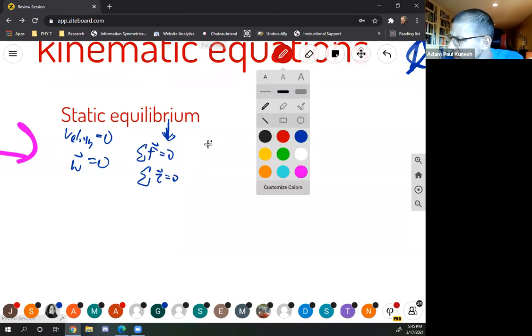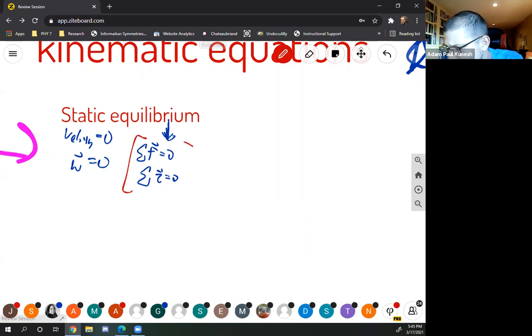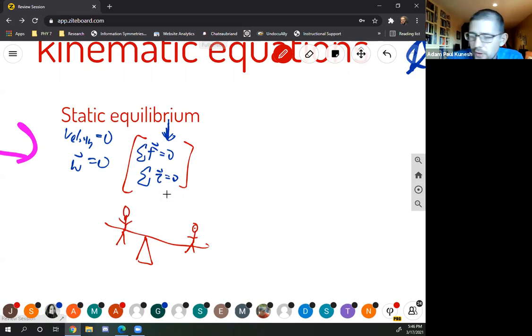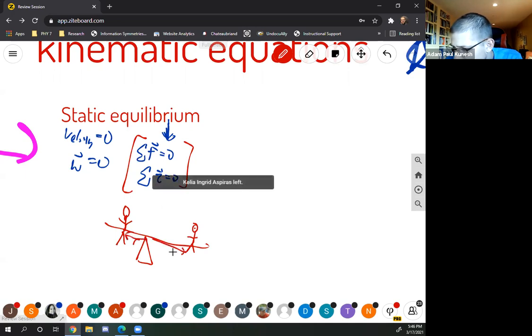So these are my two conditions. The conditions for static equilibrium that are usually most interesting mathematically are these: the sum of forces needing to be 0 and the sum of torques being 0. Our archetypal example for this is a seesaw. So I've got a seesaw. The kiddos are stuck on the seesaw. They're each some distance away from the pivot point, R1 and R2.